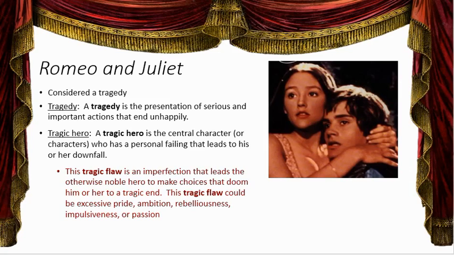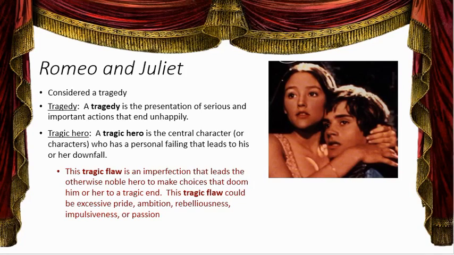And you've seen this slide before. Romeo and Juliet is considered a tragedy. Okay? We have 2 tragic heroes in this case. We have Romeo and Juliet, who are the tragic heroes, but they have personal failings and qualities that lead to their downfall. The tragic flaw is an imperfection. That imperfection, that failing, leads this noble hero to make choices that doom him or her to a tragic end. We have Romeo and Juliet as our tragic heroes, but then they have tragic flaws.